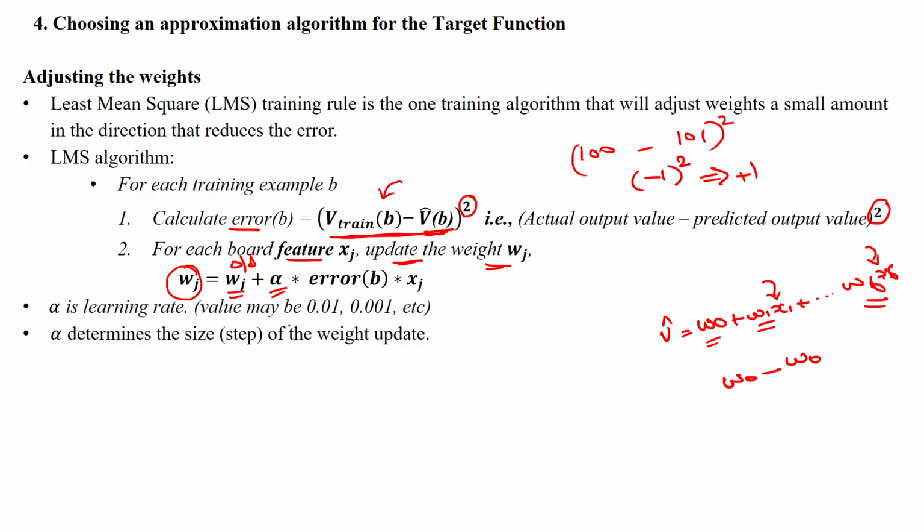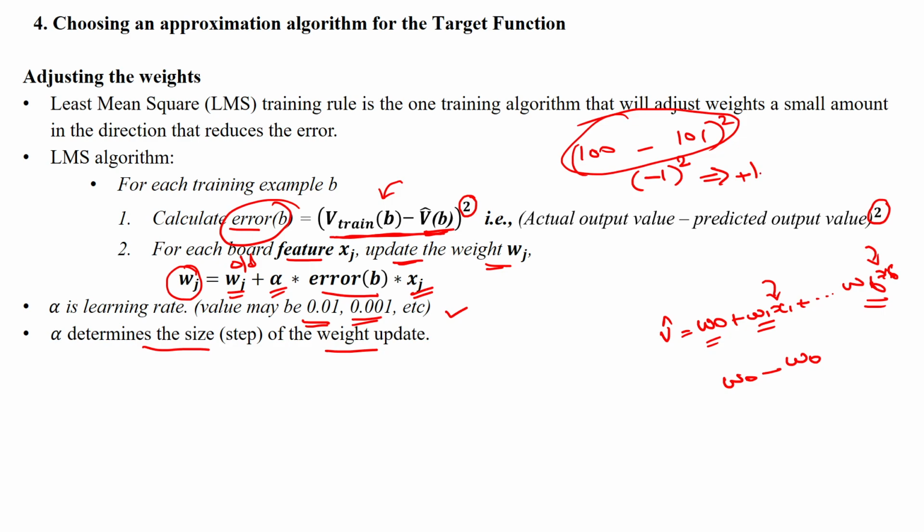The learning rate is used to determine the size of the weight update. Here the error is calculated in this place. Then it is multiplied with the respective feature values. The learning rate will be mentioned in the form of 0.01 or 0.001. It is used for updating the weights. In this way we can reduce the difference between the actual output and the predicted output.